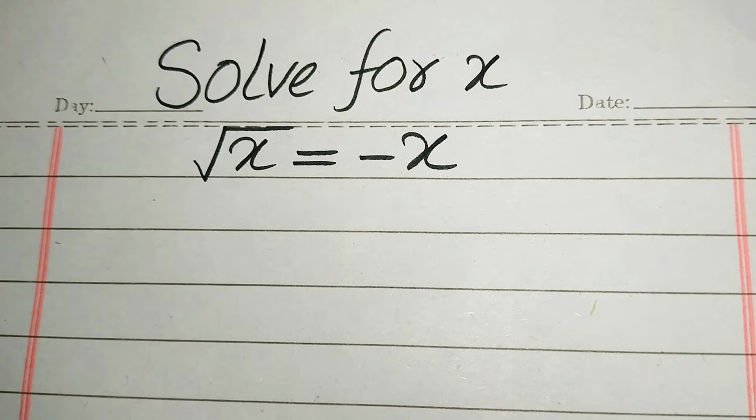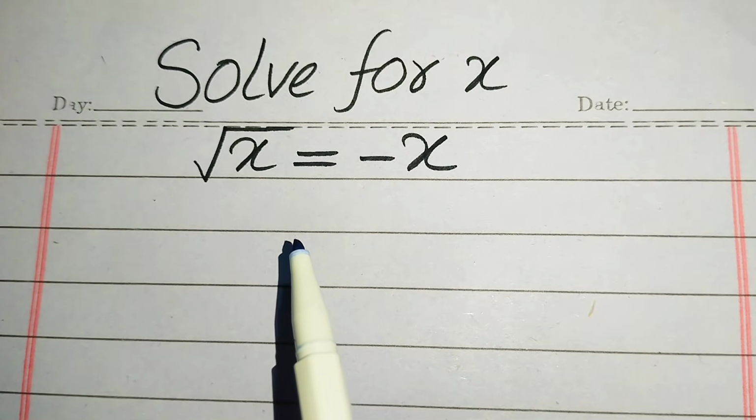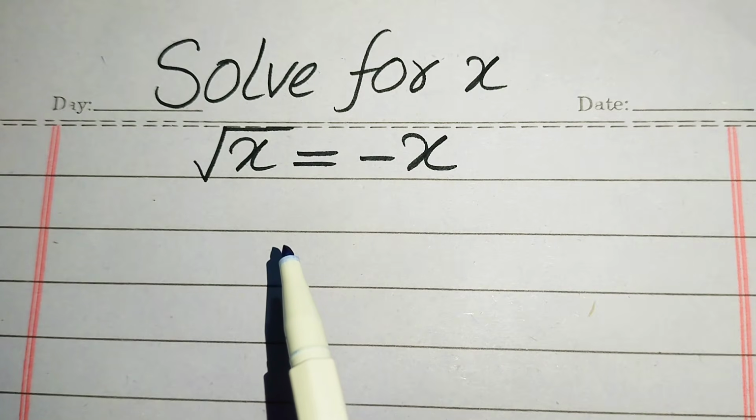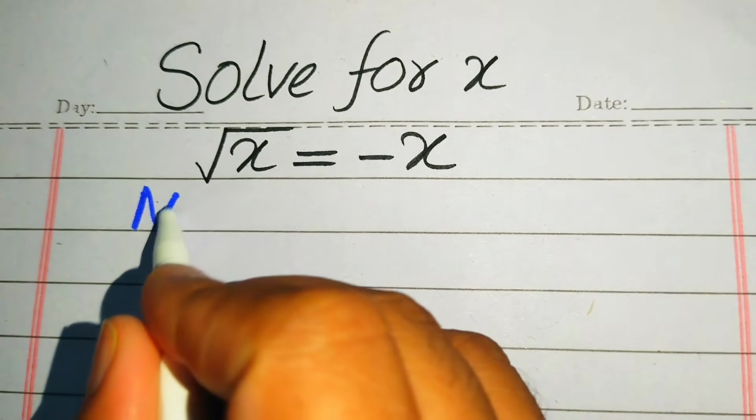So here we have the square root of x equals minus x, and we solve this problem for all the values of x. First we need to find all the roots of this equation, and at the last we will verify which of the roots are solutions and which of the roots are extraneous roots. Further, we solve this problem by two methods.